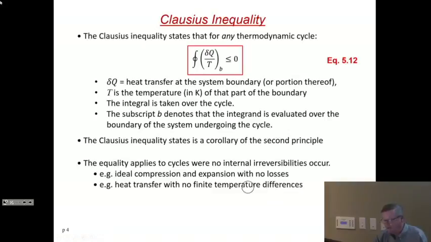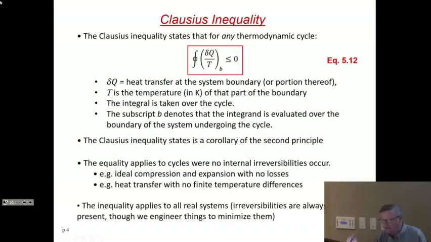You need a temperature difference to drive a heat transfer, so this is never ideally obtained, but it is the ideal situation where there are no irreversibilities. And that's when you have the equality. The inequality, so this is negative, applies to all real systems because you always have irreversibilities, though our task is to engineer these irreversibilities to be as low as possible.